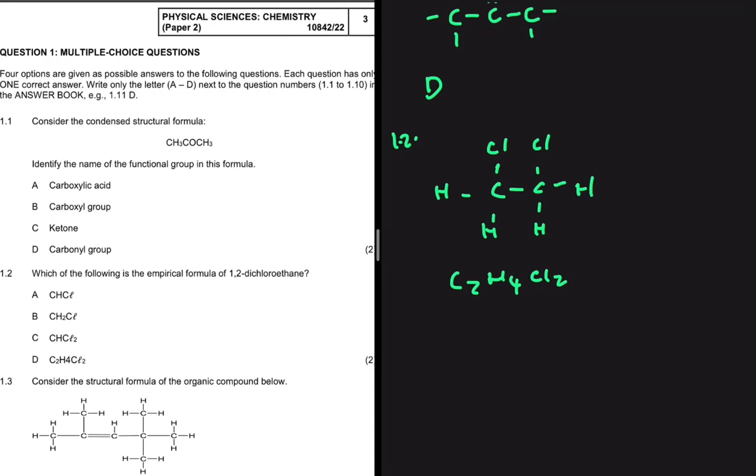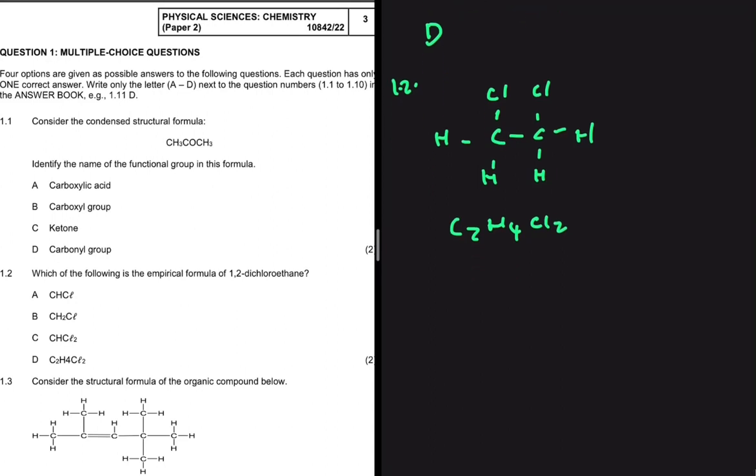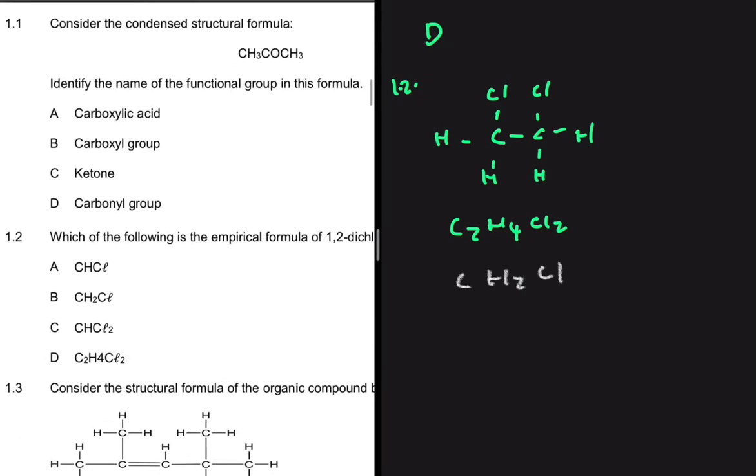What we have to do now is to divide by the smallest number, and we're going to have our empirical formula. Our smallest number is 2, here and here. If we go ahead and do that, we're going to have CH2Cl. We divided every number by the smallest number. So which option is what we have here? That is option B. So our answer to 1.2 is actually B.